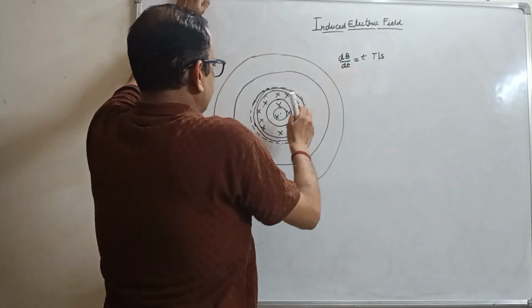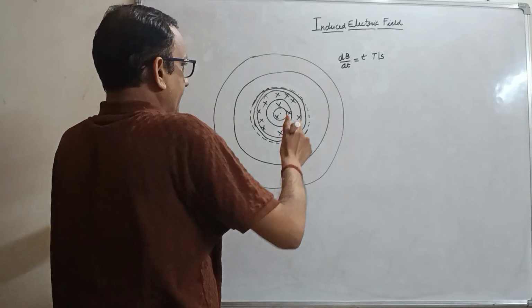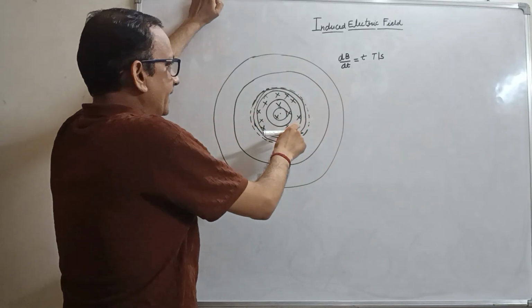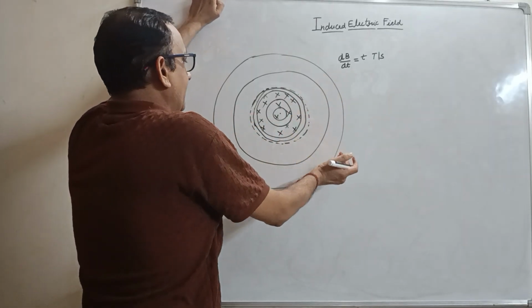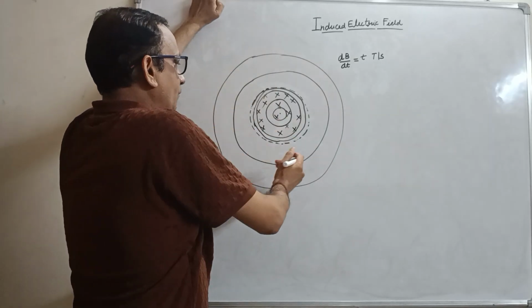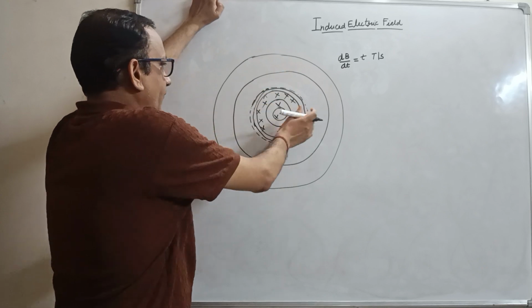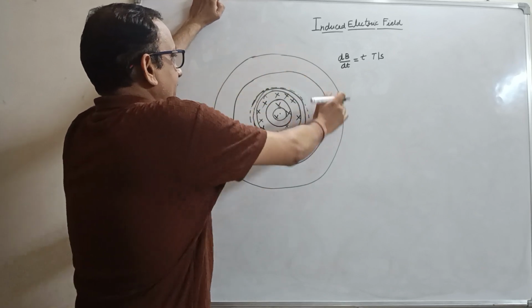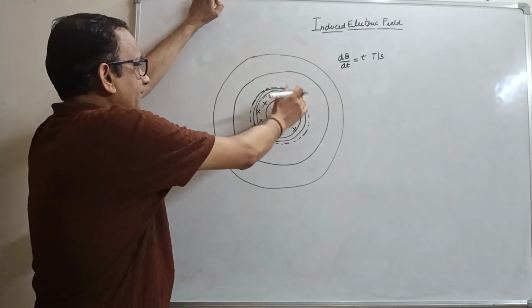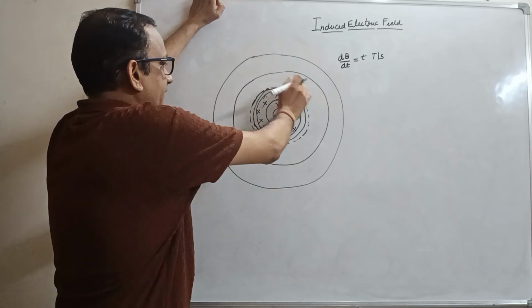So when there is a time varying magnetic field, there is induced a circulating induced electric field. These form a loop, and continuous loops are there of induced electric field.